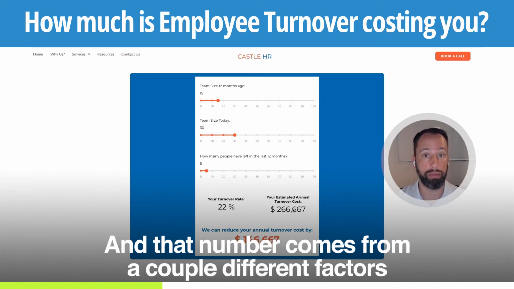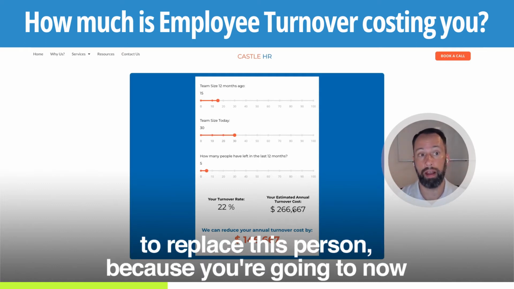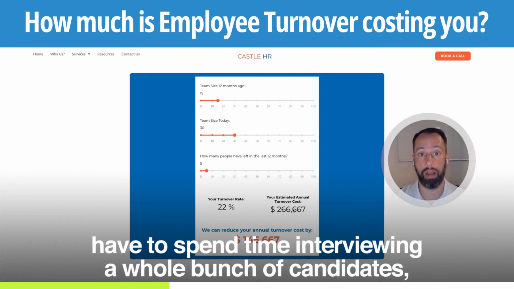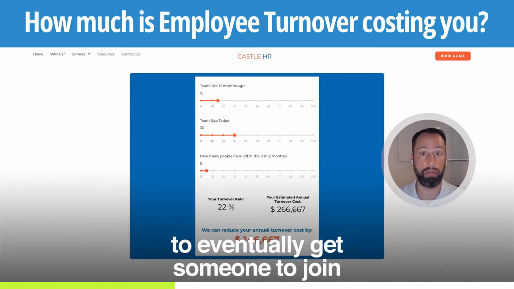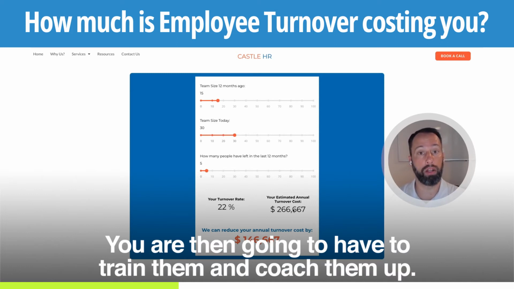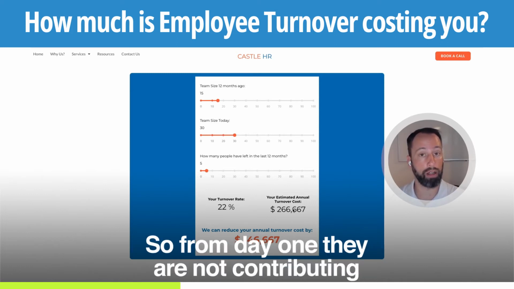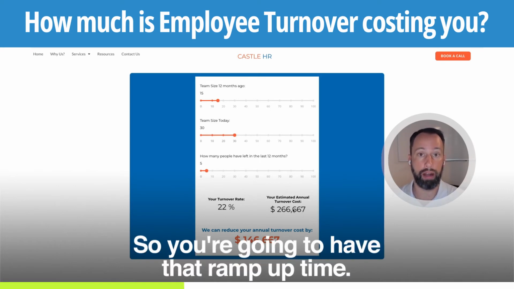That number comes from a couple of different factors. First, just the time that you need to replace this person, because you're going to have to spend time interviewing a whole bunch of candidates and making job offers to eventually get someone to join and replace that person. You are then going to have to train them and coach them up. From day one, they are not contributing at 100%. That's unrealistic, so you're going to have that ramp up time.